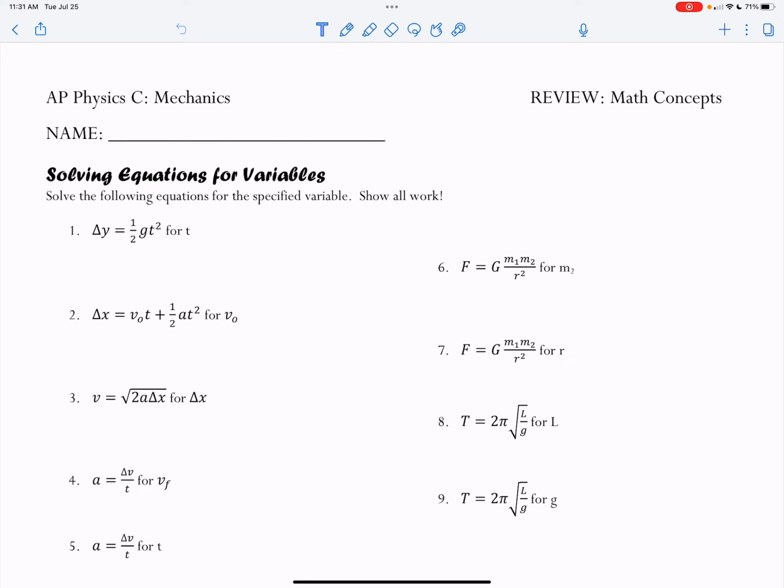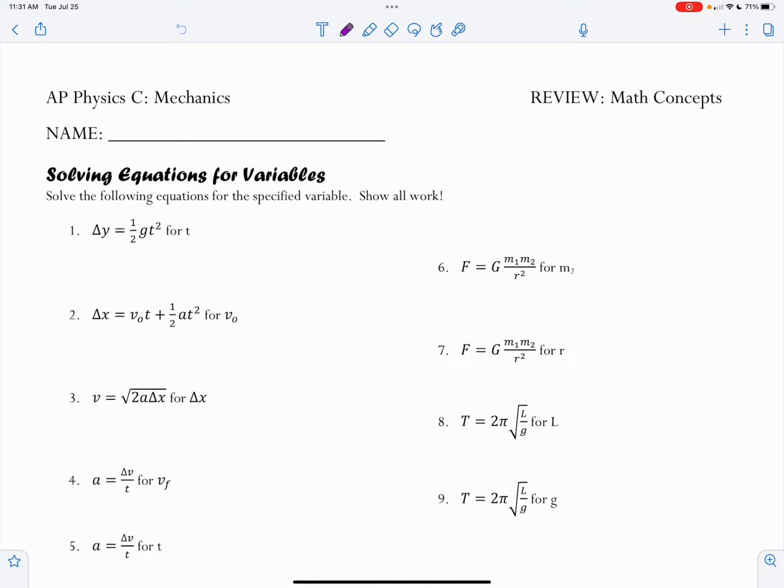If we see add, the opposite of that is subtract. When we see multiply, the opposite of that is divide. When we see divide, the opposite is multiply. When we see square, the opposite is square root. And when we see square root, the opposite is square.